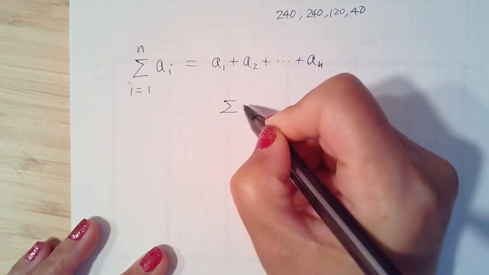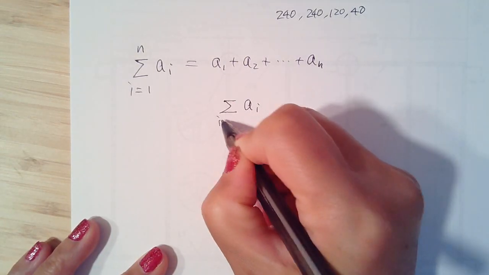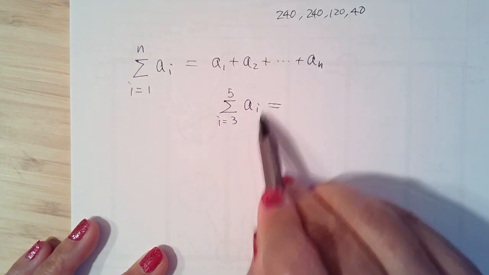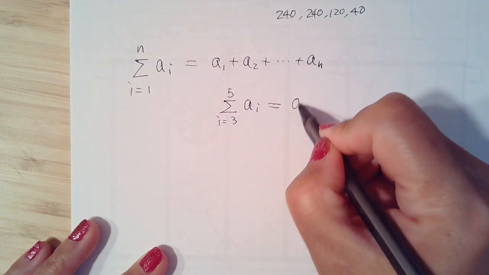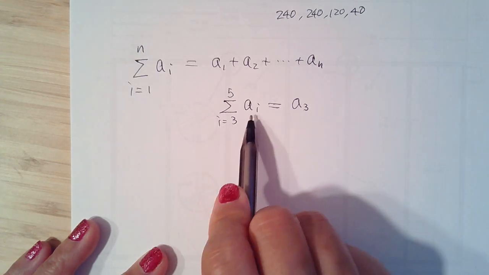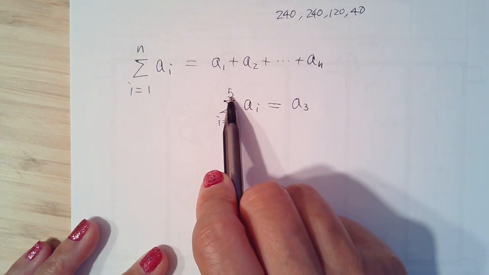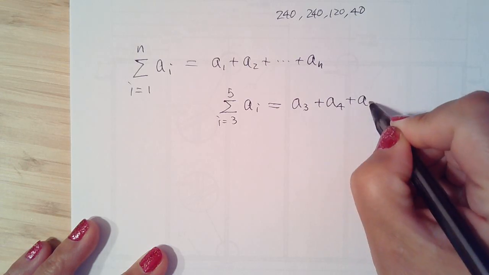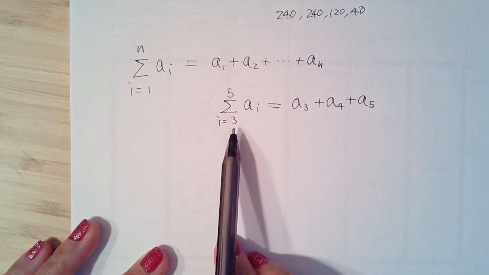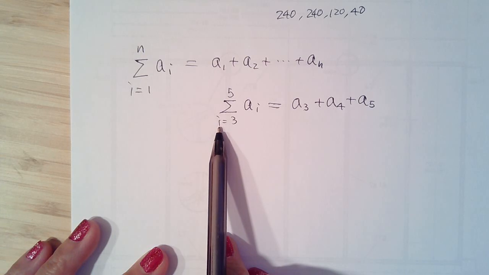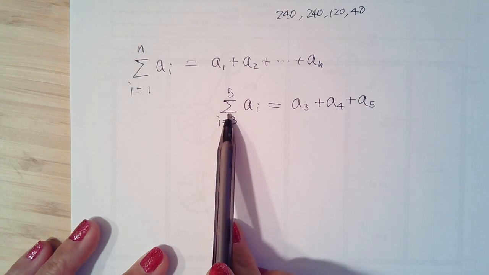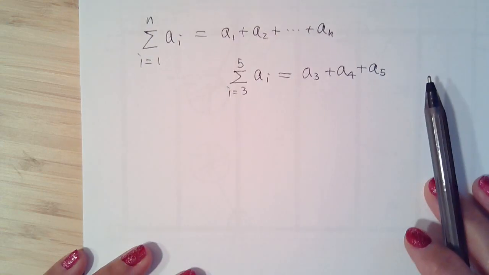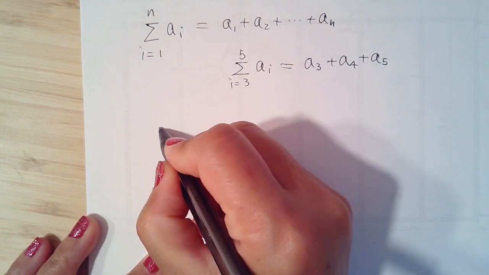If I ask you, what is the sum where i goes from 3 to 5? Okay, so this means I'm going to start from 3 and add up to 5. So that will be just a3, a4, and a5. Okay, so lower limit, upper limit, index, summation notation, sigma, the term. So it's not bad, right? Okay, so let me ask you to do one more.